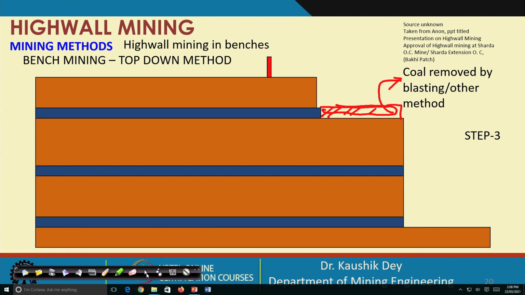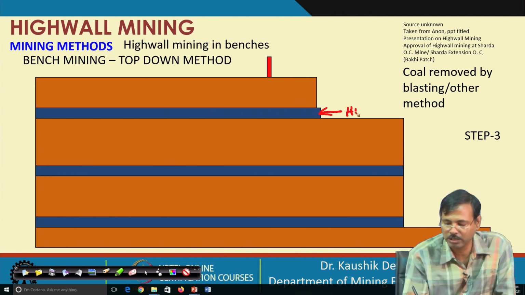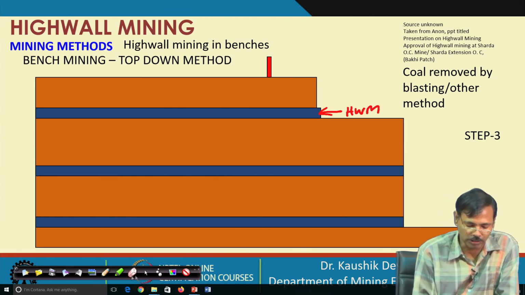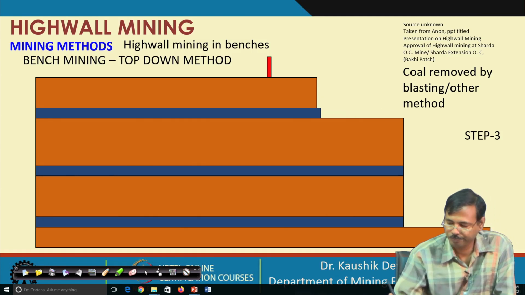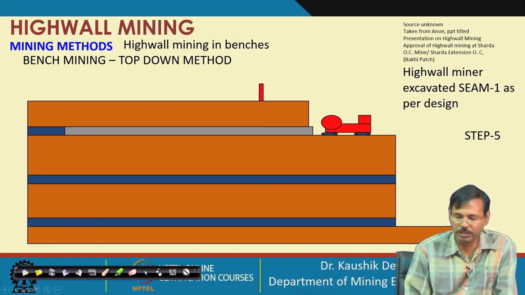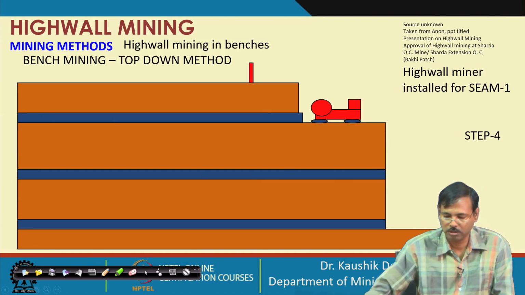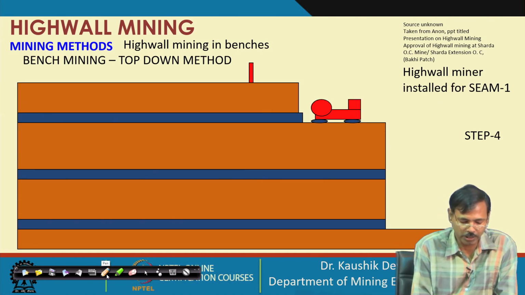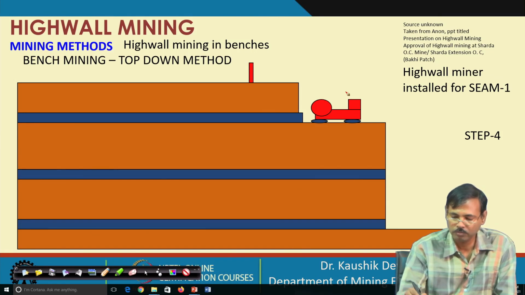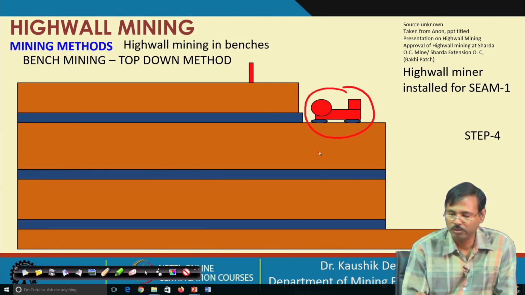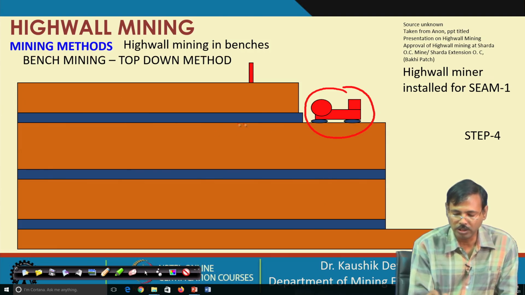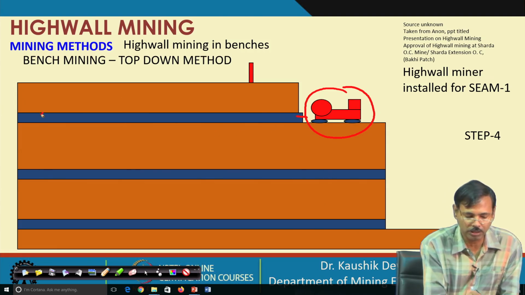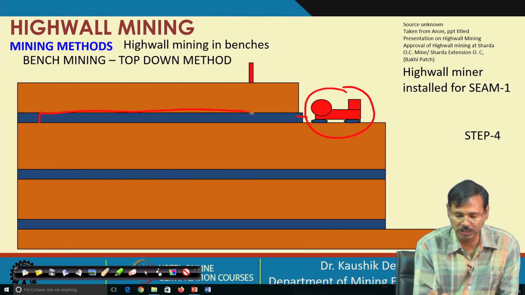In the next step, we have to deploy the high wall miner at this position. So, in the next step we will deploy the high wall miner at this position, and now the high wall miner is installed. Now, this high wall miner will excavate this, and the excavation up to this point is carried out by the high wall miner.